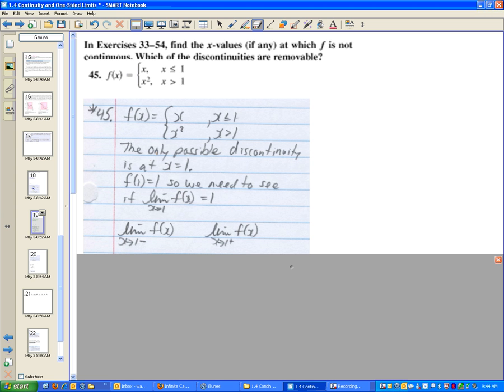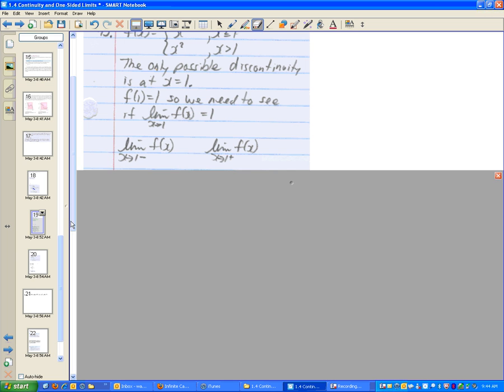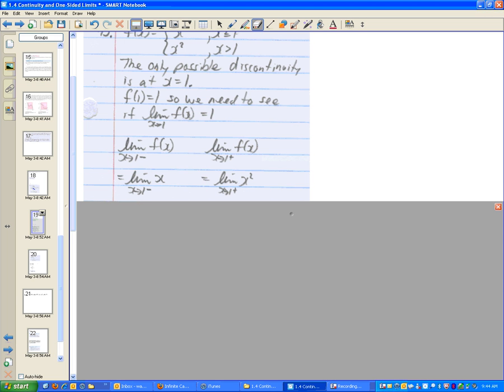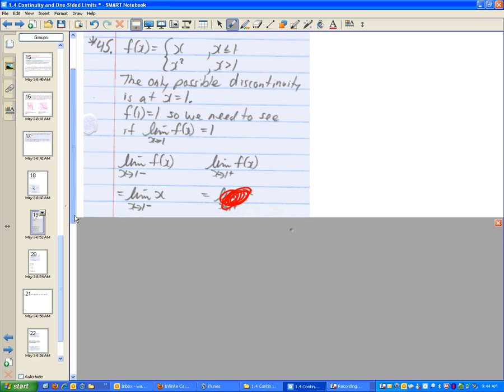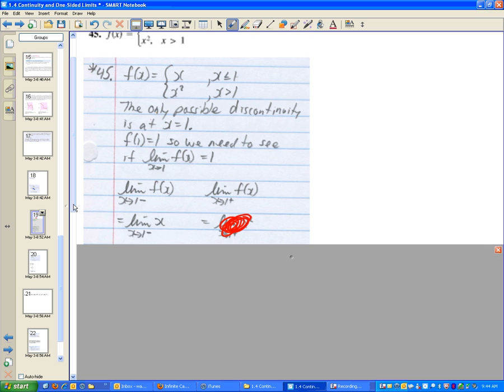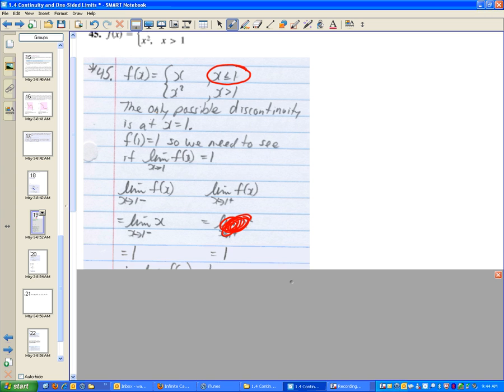To find the limit as x approaches 1 from the left, use the definition of the function that has the numbers to the left of 1. The numbers to the left of 1 are these, aren't they? So that's the definition I use, x. Well, what's the limit of x as x approaches 1 from the left? 1.